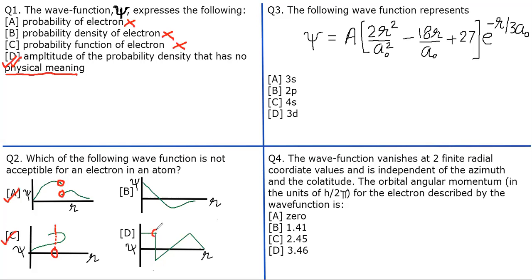And you can see the kink, the sharp corner. That means it is not a differentiable wave function. So A, C, D are the options. It's a multiple case. So here comes question 3.